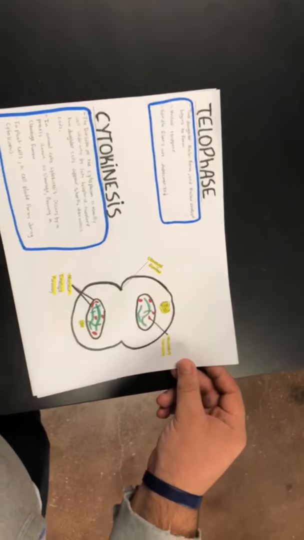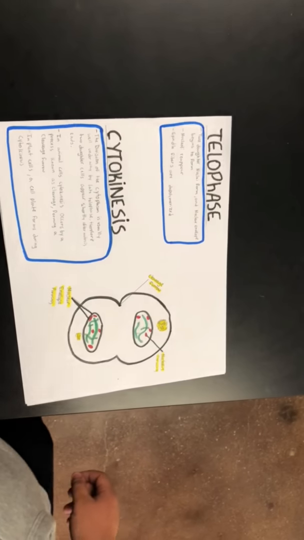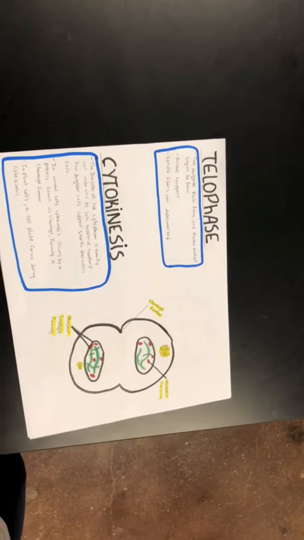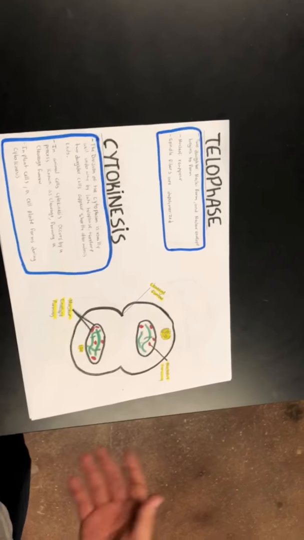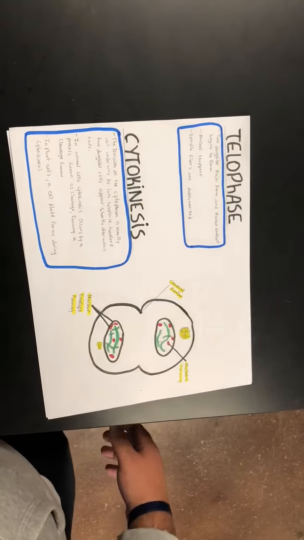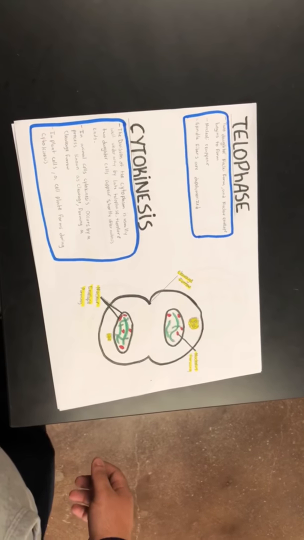Last but not least, we have the telophase. Telophase is basically where two daughter nuclei form, and the nuclear envelope begins to form. The nucleoli reappear, which we already went over, as they disappeared earlier. Also, the spindle fibers are depolymerized.